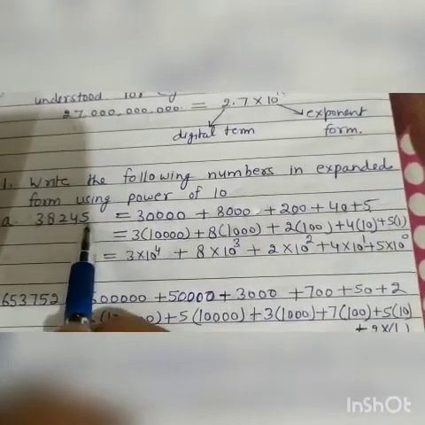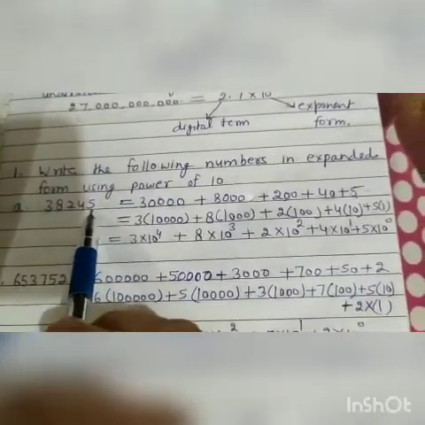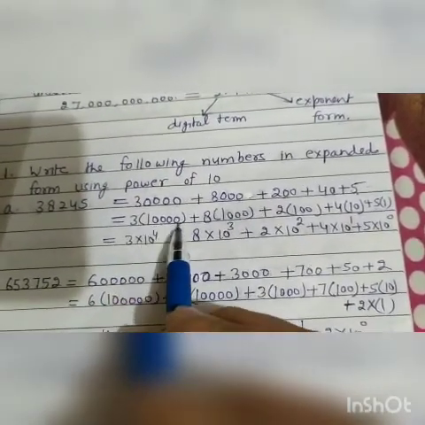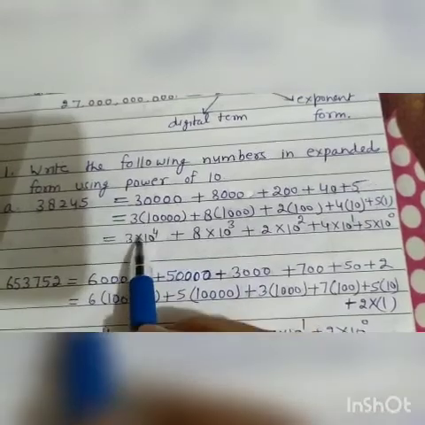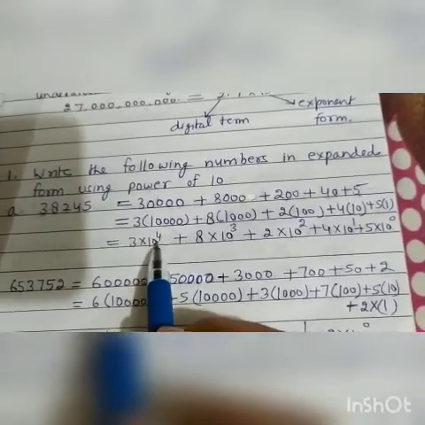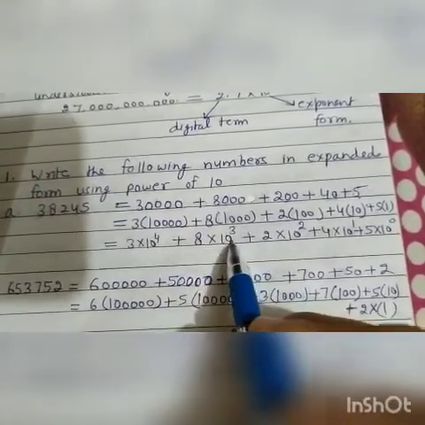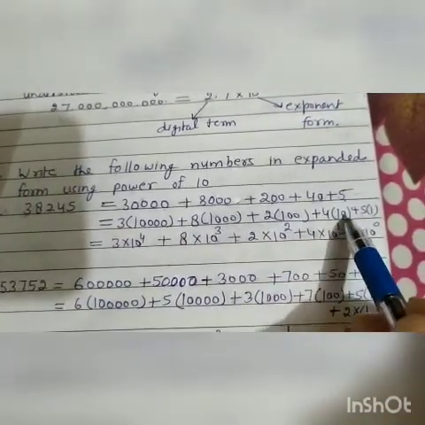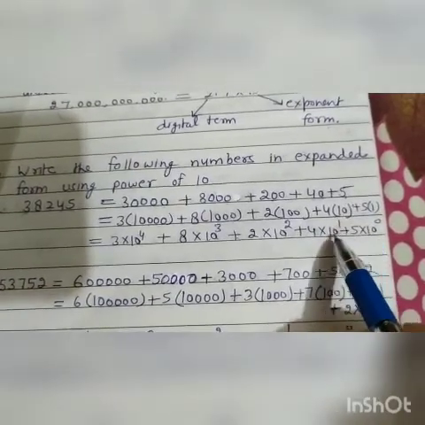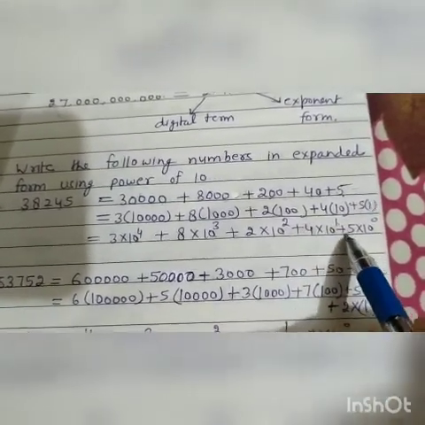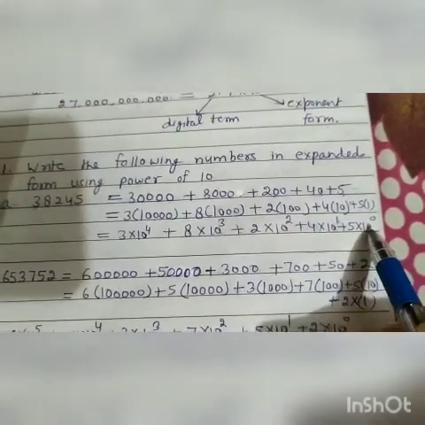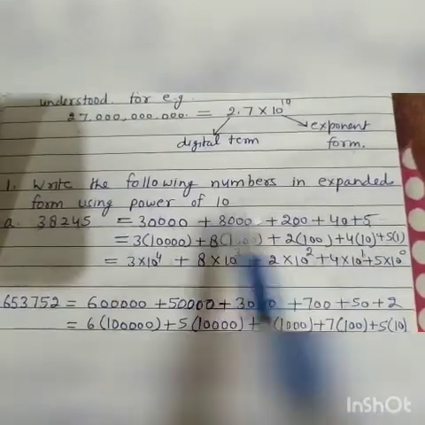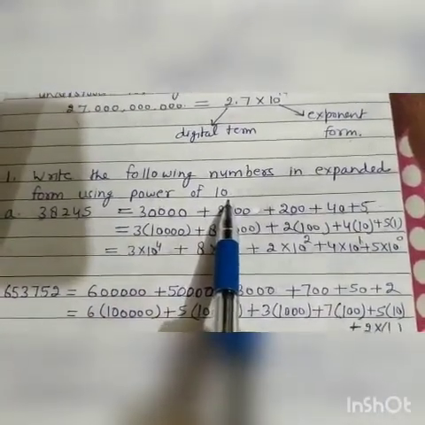Then this plus 5 multiply 1, because 1 is on the ones place. Now see this 3 into 10 power 4. How many zeros? 1, 2, 3, 4. So we can write 3 into 10 power 4 plus 8 into 10 power 3 plus 2 into 10 power 2 plus 4 into 10. This 10 can be written as 10 power 1. 4 into 10 power 1 plus 5 into 10 power 0. This is the expanded form. This is the expanded form using power of 10.